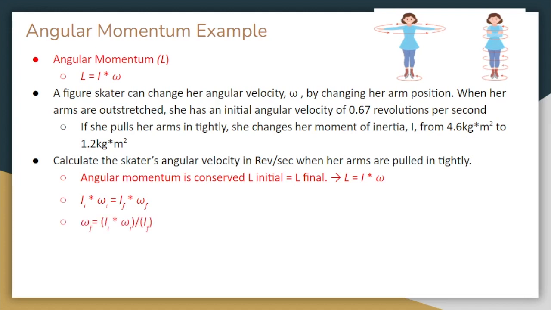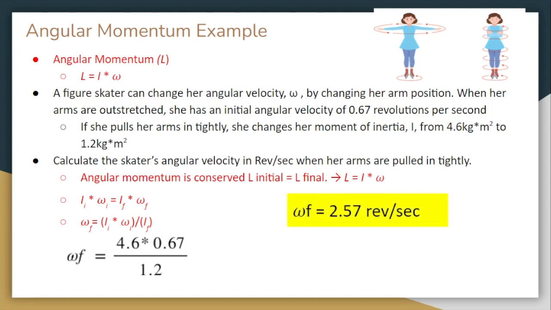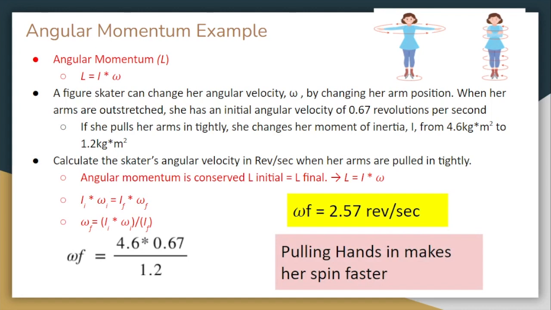So we get angular final velocity is equal to initial moment of inertia times initial angular velocity divided by my final moment of inertia. When I plug my numbers in, I get 4.6 times 0.67 divided by 1.2. Simplify and solve, and I find out that the angular final velocity when her arms are pulled in tightly should be 2.57 revolutions per second, which makes sense because we know that pulling her hands in is going to make her spin faster.